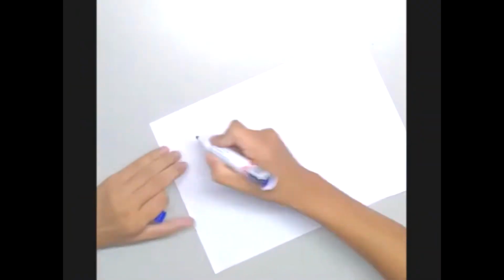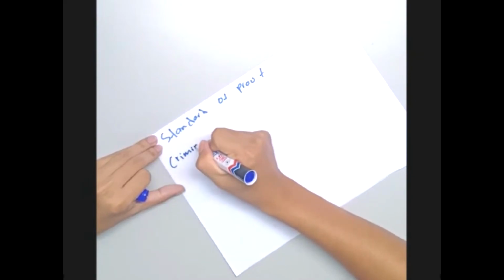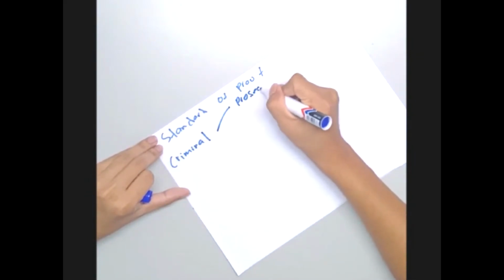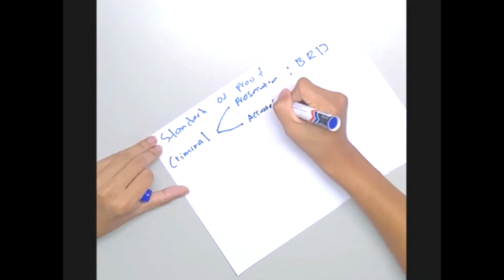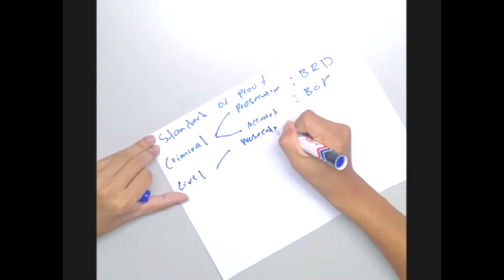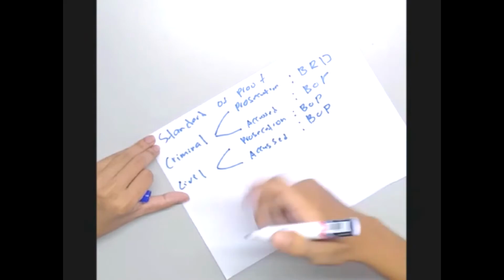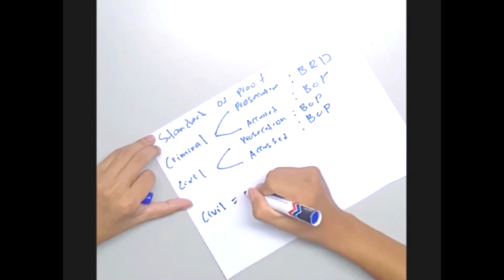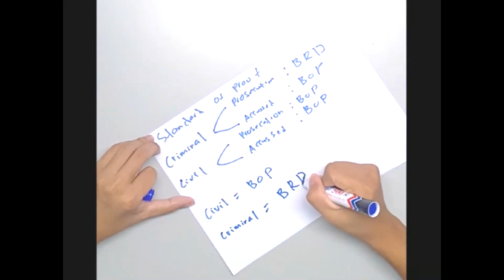Okay. Moving on to standard of proof for criminal cases, the prosecution has to establish beyond reasonable doubt and the accused is on balance of probability. And for civil cases, the plaintiff has to establish on balance of probability, same with the defendant. Meaning that civil is balance of probability and criminal is beyond reasonable doubt.